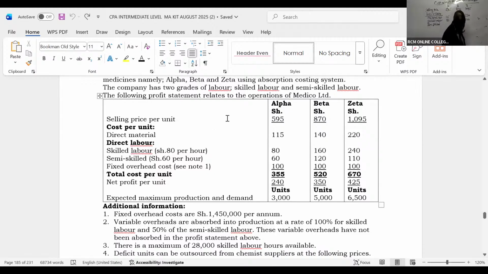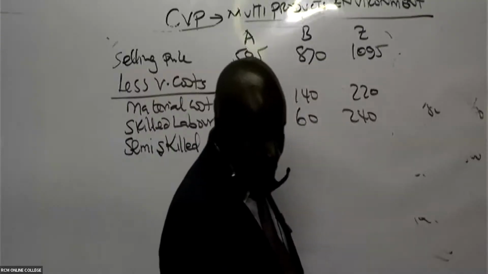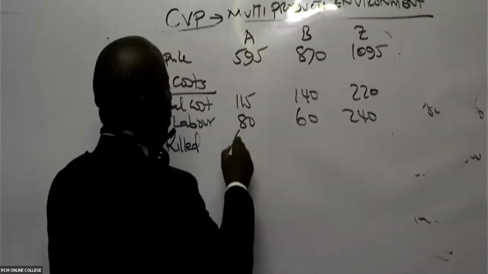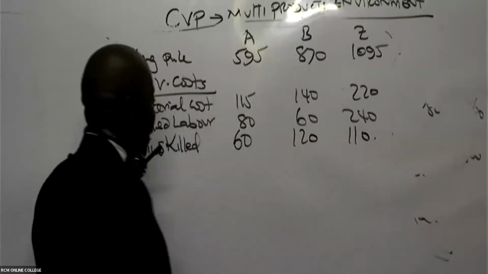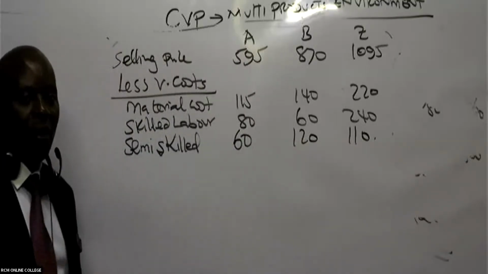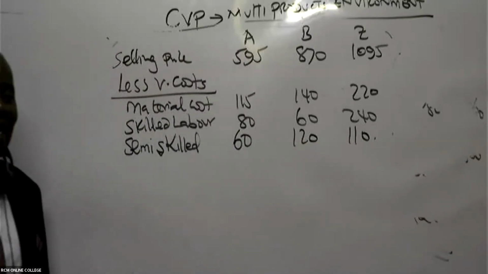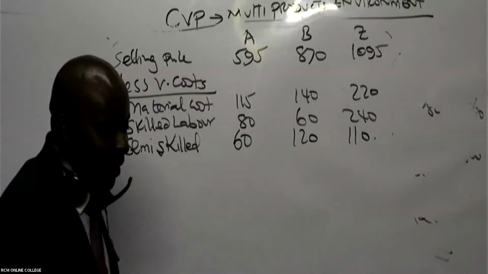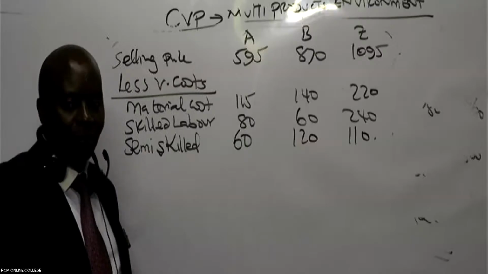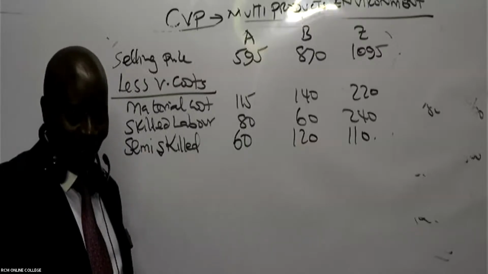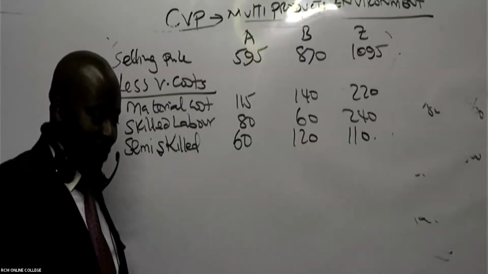So semi-skilled, how much are we able to see there? 60, 120, and 110. Is there any other variable cost? Any other variable cost, or is that it?